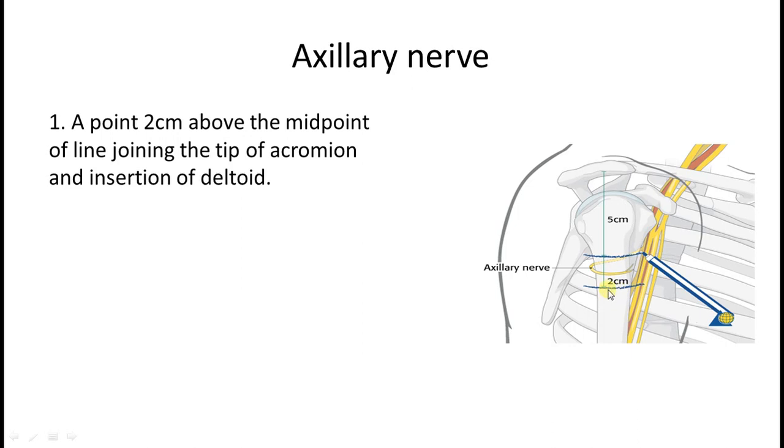Then from this midpoint, 2 centimeters above, if you draw a horizontal line through this point, this will be the midpoint of your acromion and the deltoid insertion. 2 centimeters from this midpoint, it is actually the surface projection of the axillary nerve corresponding to the surgical neck of the humerus.